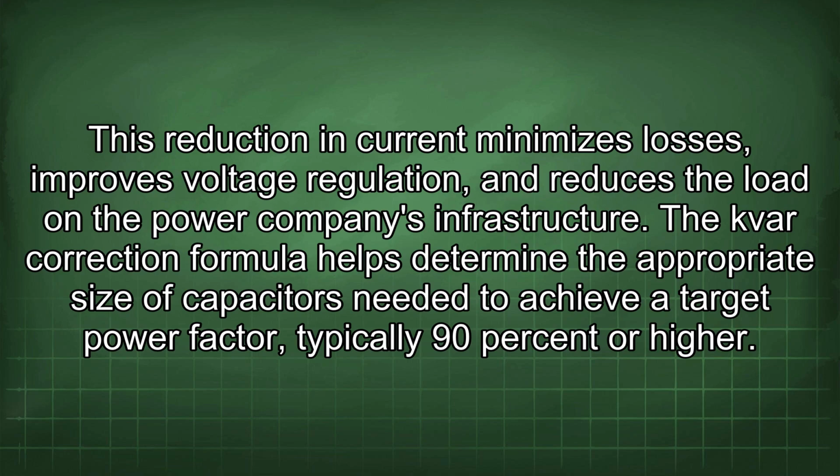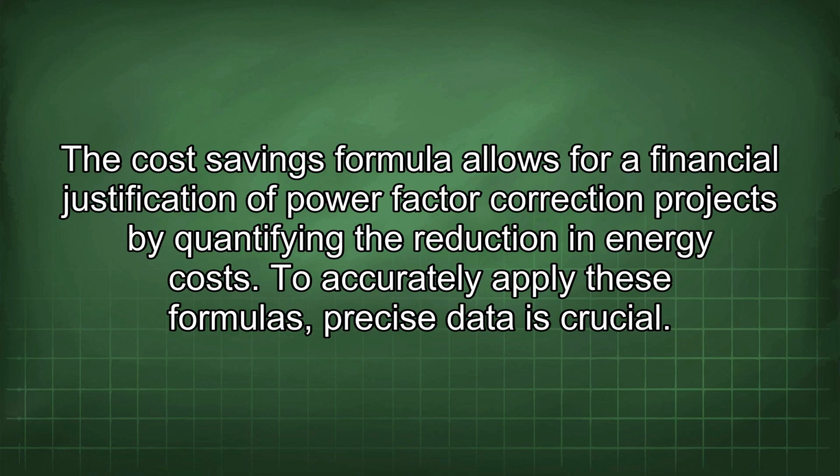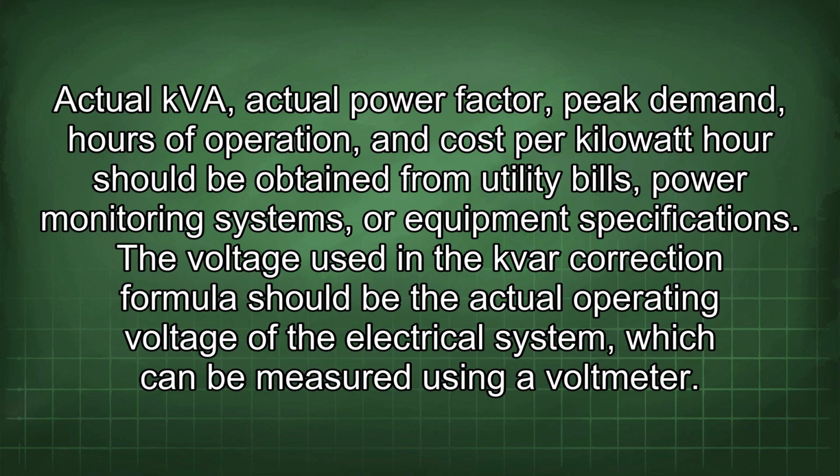The kvar correction formula helps determine the appropriate size of capacitors needed to achieve a target power factor, typically 90% or higher. The cost savings formula allows for a financial justification of power factor correction projects by quantifying the reduction in energy costs. To accurately apply these formulas, precise data is crucial. Actual kVA, actual power factor, peak demand, hours of operation, and cost per kilowatt hour should be obtained from utility bills, power monitoring systems, or equipment specifications.